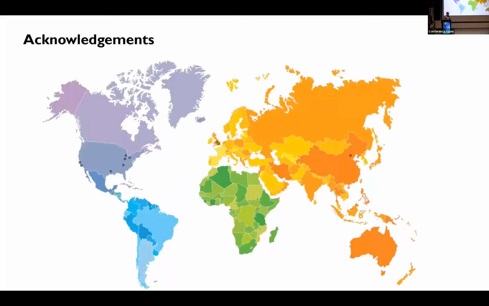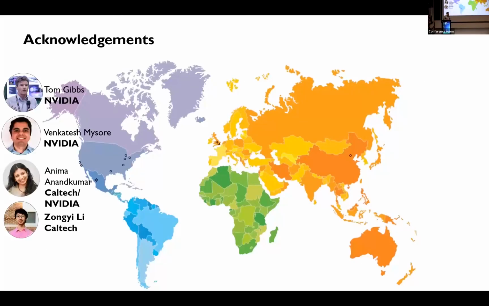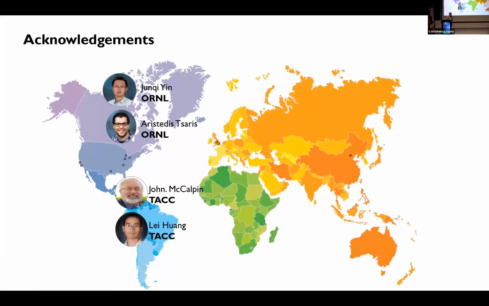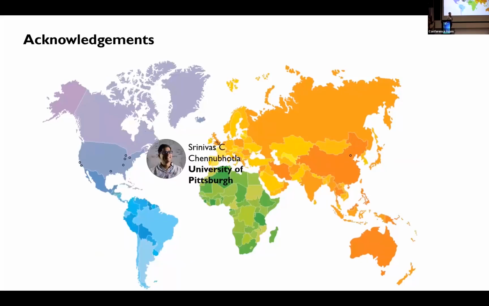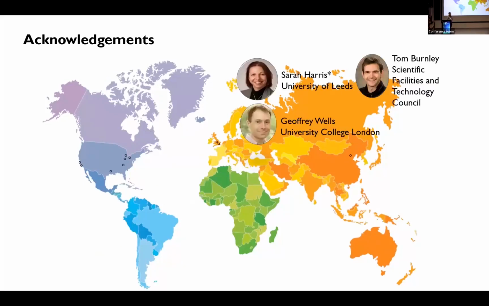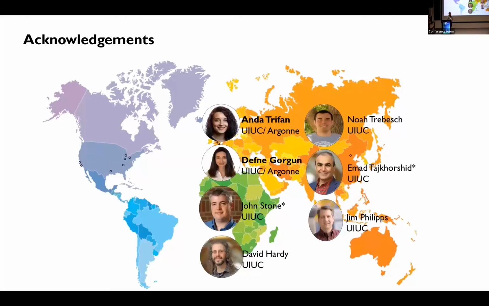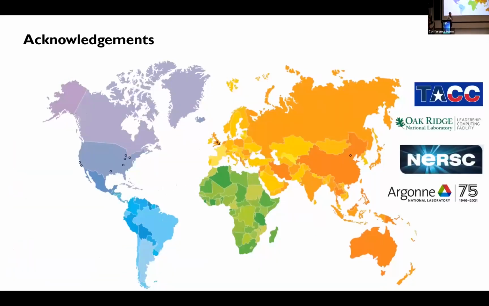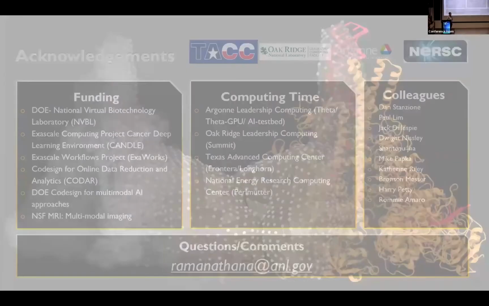Of course, this is not possible just by my group. There are a whole bunch of people involved from NVIDIA, including Anima Anandkumar, who is at Caltech and NVIDIA, who helped us do much of the AI and machine learning. Cerebras, where we have excellent collaborators that work with us with every idea that we give them. Of course, Oak Ridge and TACC were supportive of the computing. Some of the other collaborators that are involved across the world, and of course, my students, as well as the people that are involved in the various portions of the visualization, as well as all the stuff that we do. So computing time, TACC, Oak Ridge, NERSC, and Argonne, and of course, funding and everything.